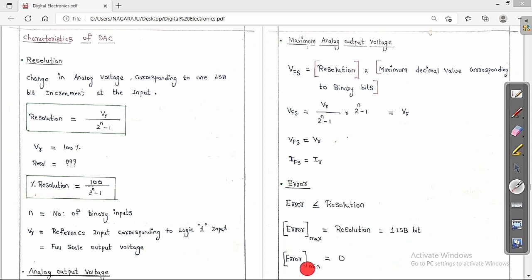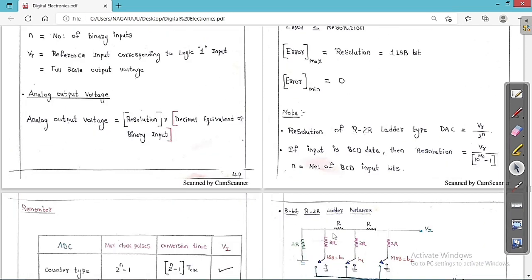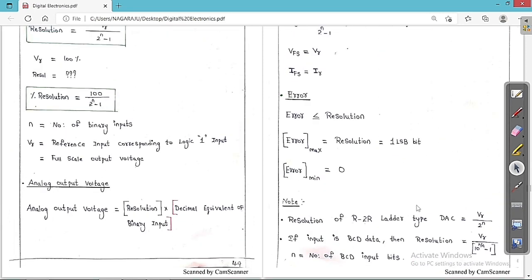Then what is the minimum error? Minimum error is always equal to 0, and the maximum error is equal to resolution. These are the two important points that you always have to keep in your mind.